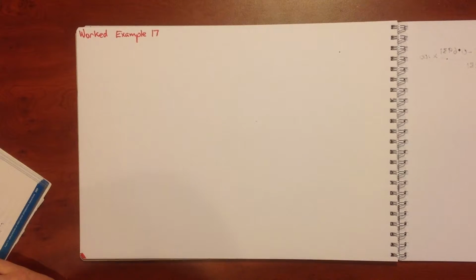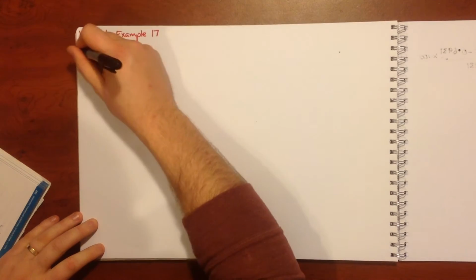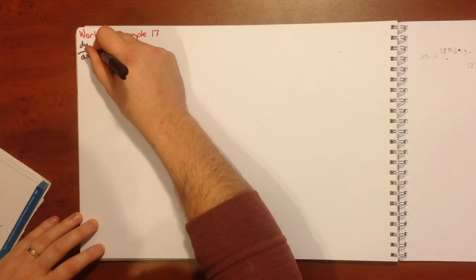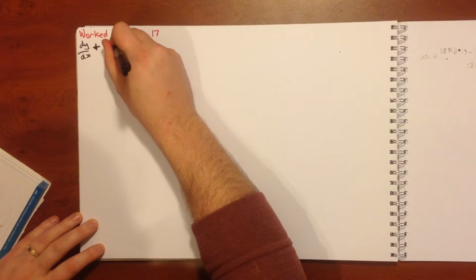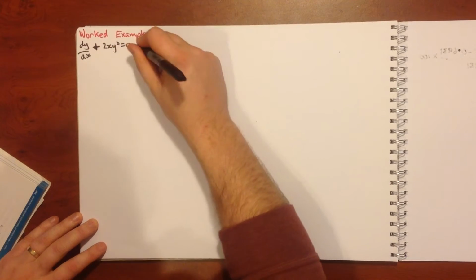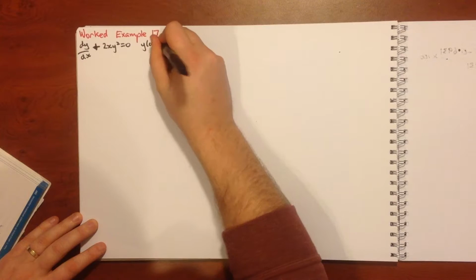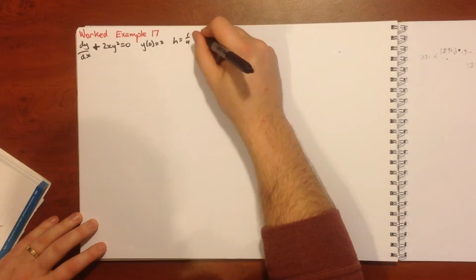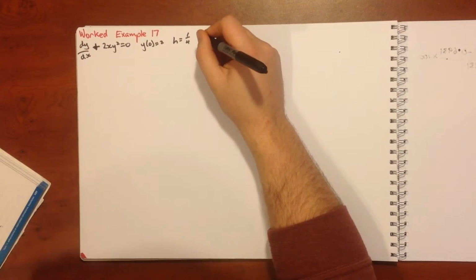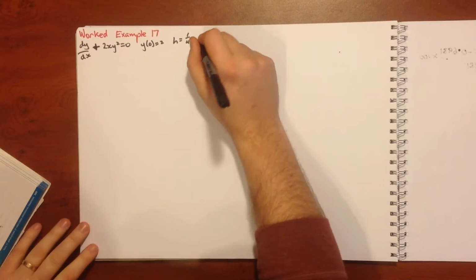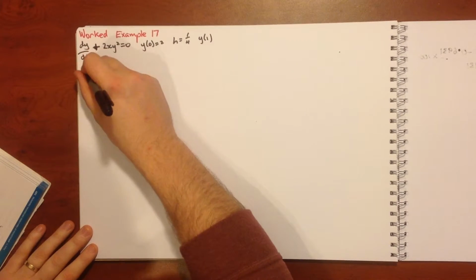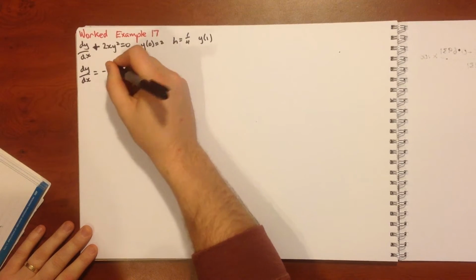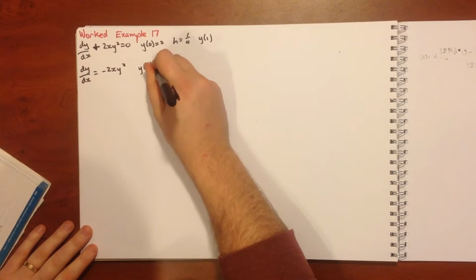So this time we've got dy/dx plus 2xy squared equals 0, y naught equals 2, h equals a quarter, and we've got to find y1. So again we say our dy/dx is equal to negative 2xy squared, and as we said, y of naught equals 2.